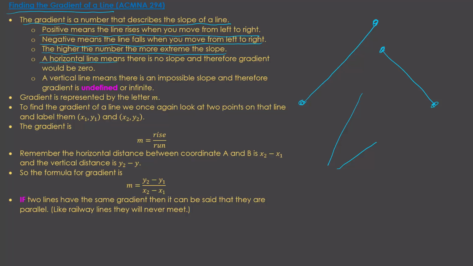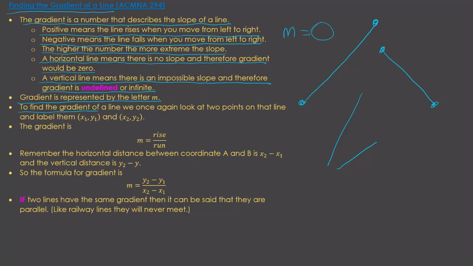A horizontal line means there is no slope and therefore the gradient would be 0. I'll come back to that very shortly. A vertical line means there is an impossible slope and therefore the gradient is undefined or infinite. Again, we'll come back to that in a moment. Gradient is represented by the letter m. So we often write m equals and then a number when we're talking about gradient.